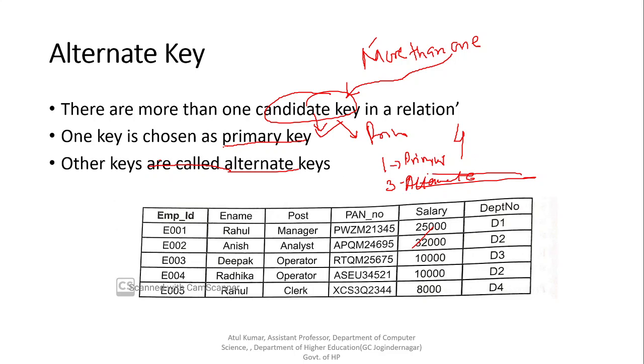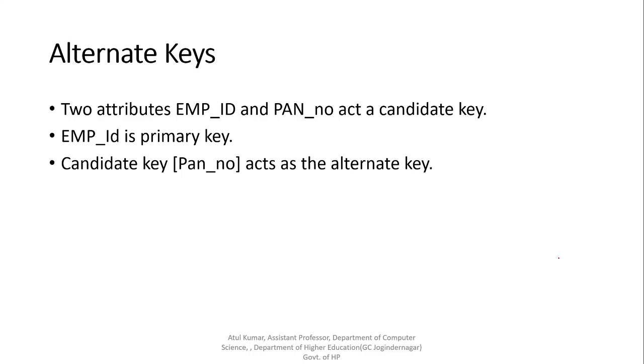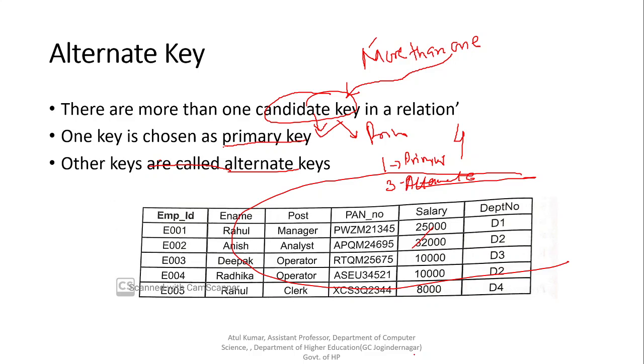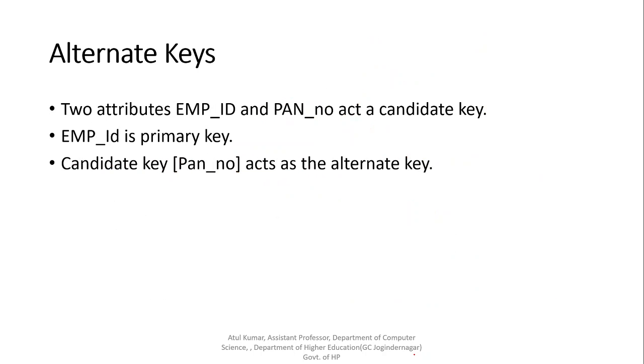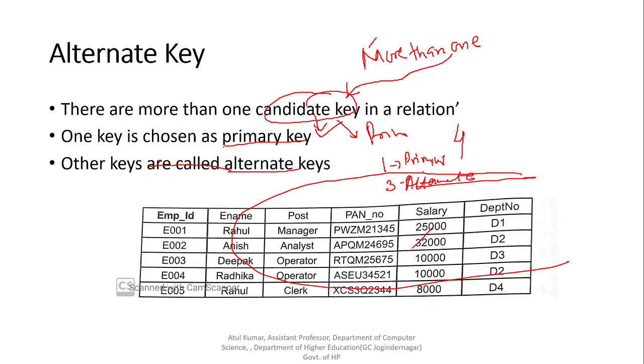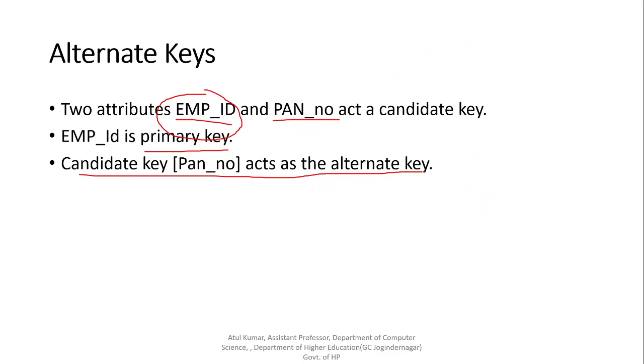So this is the example. In this example, employee ID and PAN number are the 2 candidate keys. The first candidate key is employee ID and the second is PAN number. If we take employee ID as the primary key, then the PAN number must be an alternate key for this relation, which contains employee ID, employee name, post, PAN number, salary and department number as the attributes.